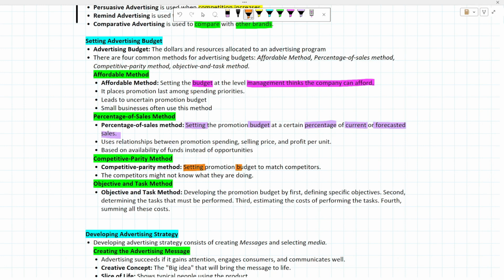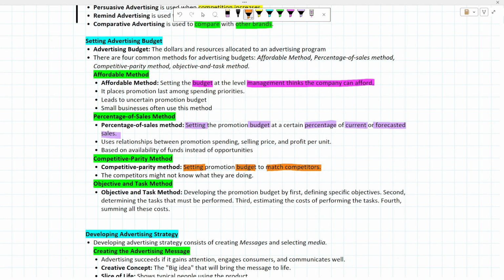So we're setting the budget to match the competitor, so we could see them. If we see maybe the competitor is using this amount of money to market, then we may use that much to advertise as well. The competitors might not know what they're doing, and this is the downside of the competitive parity method. If we were copying our competitors, but the competitors are not really using a sensible budget, then we are equally doing something as bad.